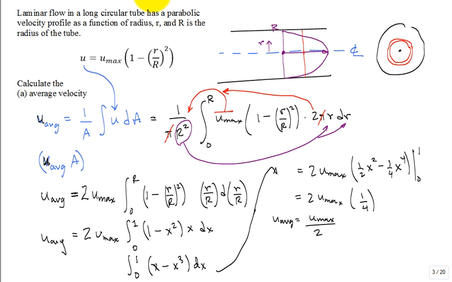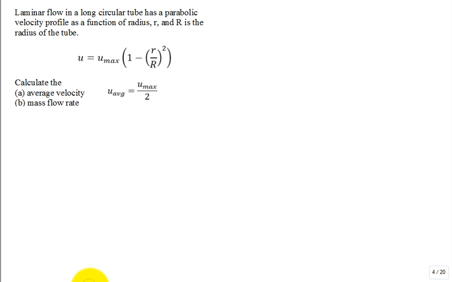So there's an answer for part A. Let's continue on then. I have a question. So this is a summary of what we did for part A. I need a clean sheet, so I decided to do it this way. And now let's calculate the mass flow rate. So somebody says calculate the mass flow rate.